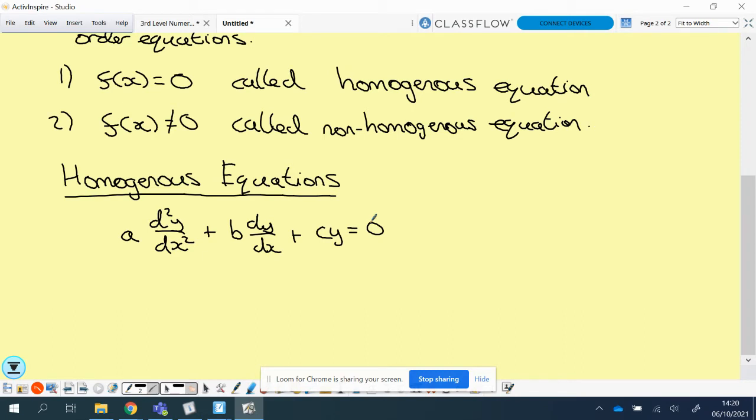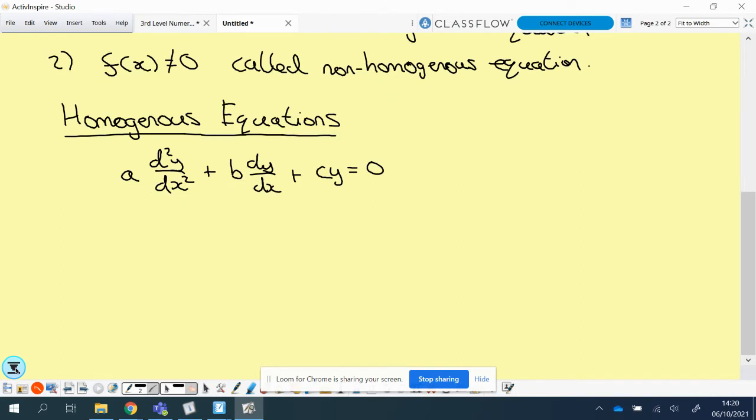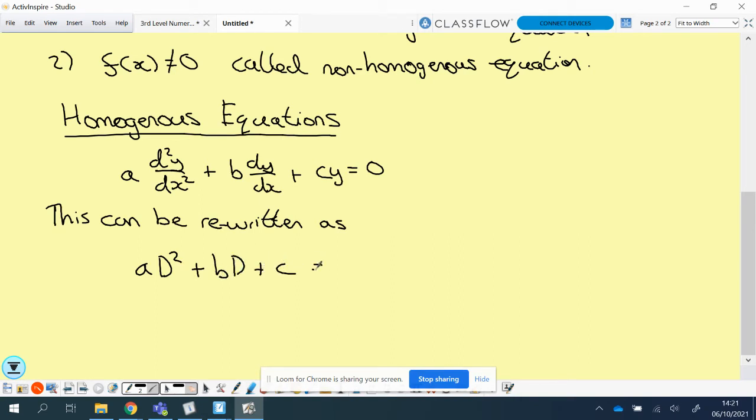So when we solve this, the first thing we do is we rewrite it to help us work out what category we're going to be in, because there's going to be 3 different categories in this section. So this can be rewritten as, and all we're going to do is swap the differentials for a capital letter D. So it's going to be a D squared plus b D plus c. Because it was just y, no differential, we'll just keep that as c.